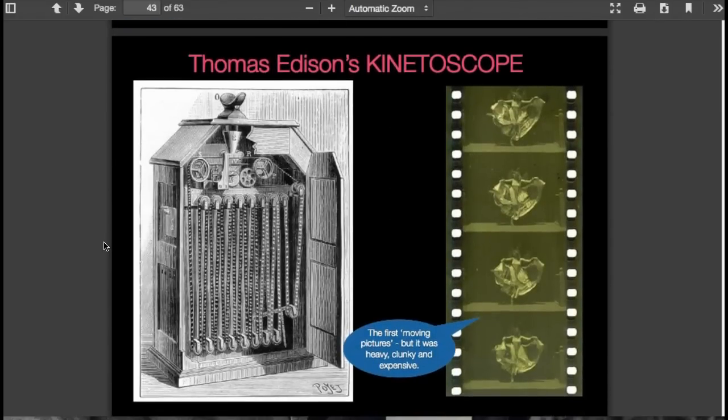Let's talk a little bit more about moving pictures now, and we have Thomas Edison's kinetoscope. This is the first moving pictures, but this machine was very heavy, clunky, and expensive. It looked like this, and basically there was this whole pulley system, and the images would cycle through and come up, and you'd look through this viewfinder, and they'd move very quickly. It was very, very loud, but you could see these dancing women or whatever they might be. It was very expensive for people to view it because the machine cost so much to build.